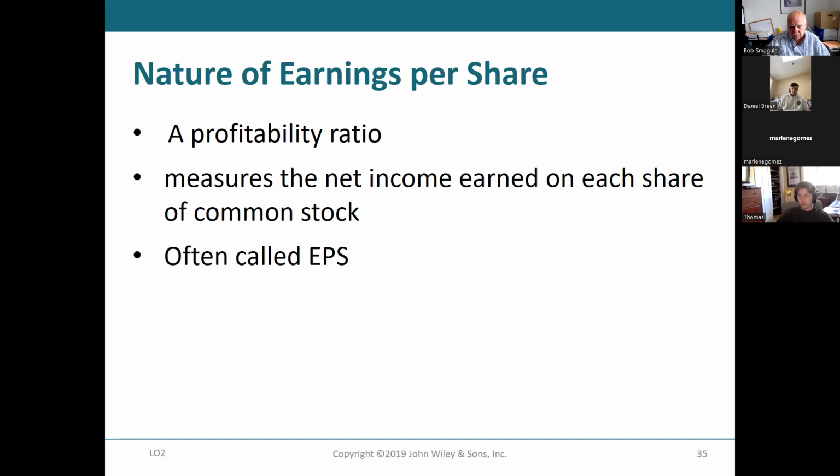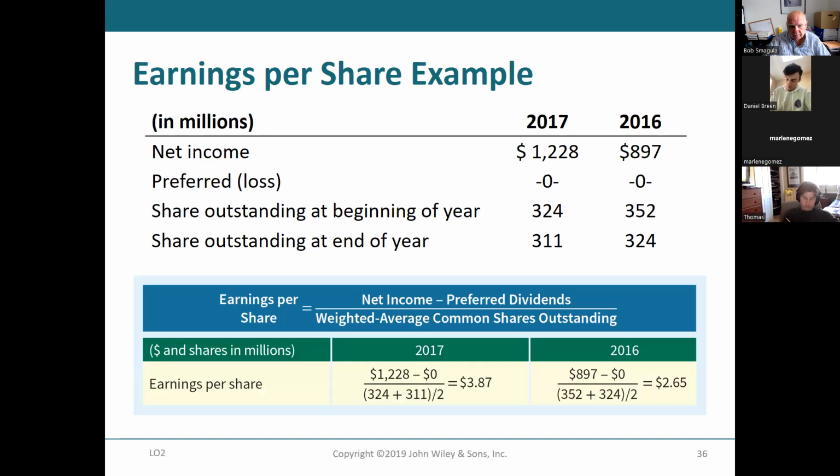Nature of earnings per share, huh? I bet you've heard this expression before, earnings per share. Investors are always looking at it. You know, I'm an investor. I own 3 or 4 stocks. I'm always wondering what the earnings per share is at the end of a particular month. It's a profitability ratio. It measures the net income on each share of outstanding common stock, often called the EPS. All we're going to do is take the net income of the company and divide it by each share of the common stock. So let's see what we have here.